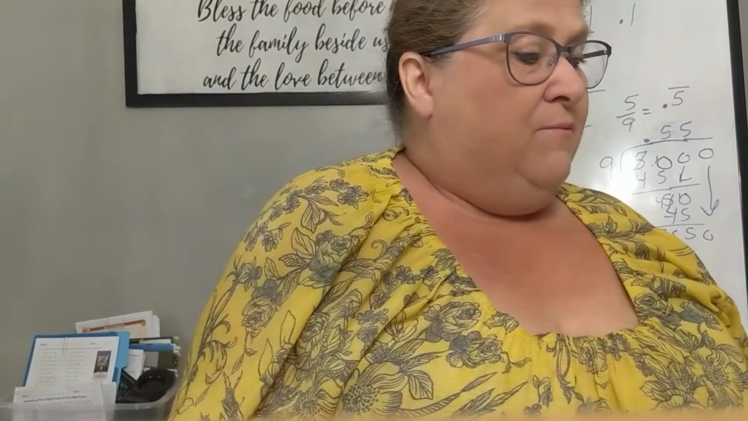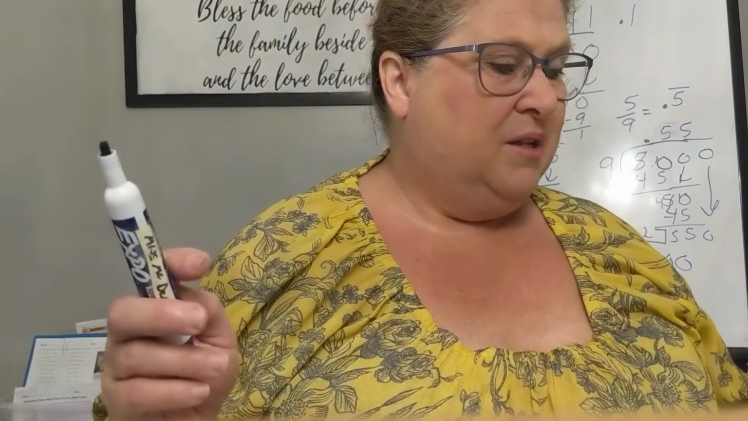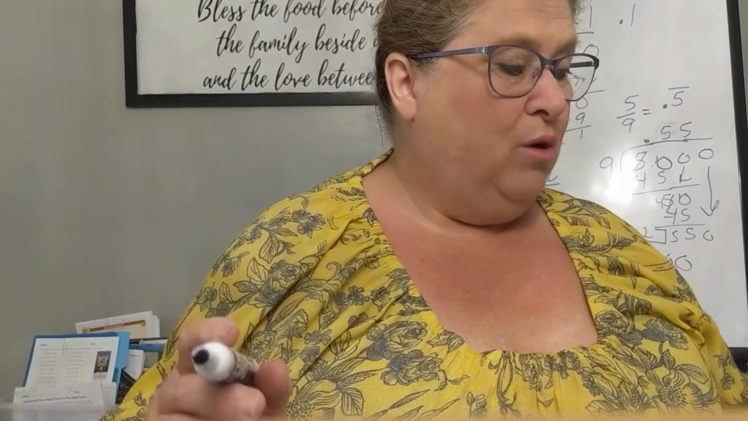Y'all understand? Making sense? And then for 19 and 13/21, that would be like having 1/21, 2/21, 3/21, and so on and so on and so on. So that 19 would round up to the next whole number, and that would be 20.